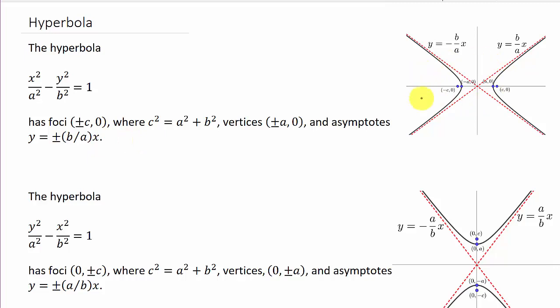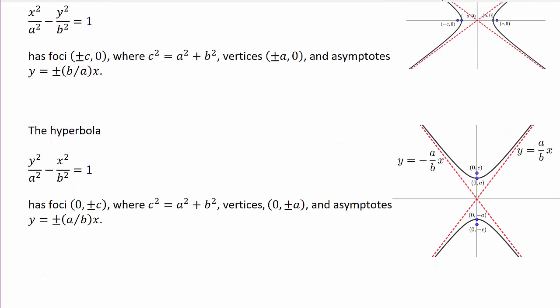And here's an example of the hyperbola. You can see that, and I don't know how well you can see this, but the point here is the point negative a, 0, and this point here is a, 0, and then you've got the foci out here, at negative c, 0 and c, 0. So you can see when it's x squared over a squared minus y squared over b squared, the hyperbola opens left and right. Okay? And then you've got your asymptotes here, y equals negative b over a x and y equals b over a x.